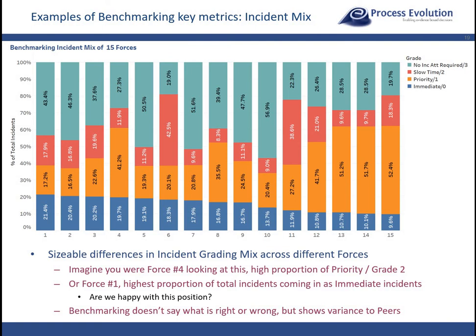Alternatively, if I were in Force 1, why am I seeing more than 20% of our incidents being graded as immediate? Are we sure that the policy is correct and it's been applied properly? There may be a case that we're overgrading, where people in the Force Control Room are being risk averse, meaning that we send more to immediates and priorities than we might need. At this point, there's no right or wrong, but once again, this is a prompt for further thinking.